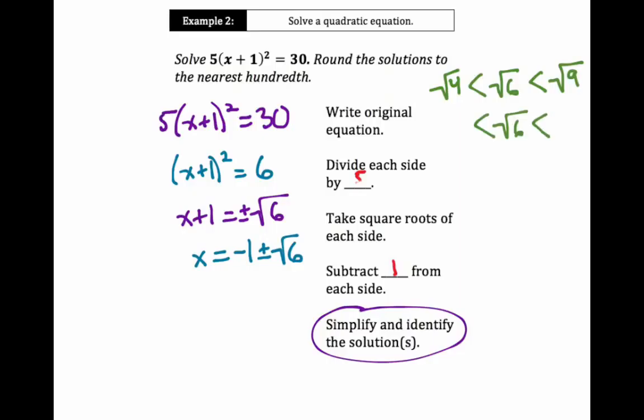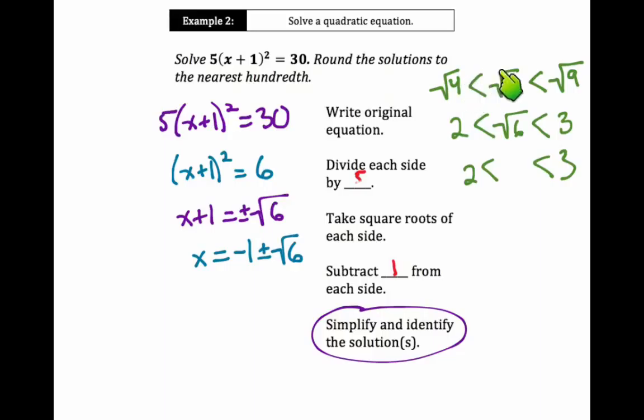So that means that the square root of 6 is greater than 2, but less than 3. So now we can say that the square root of 6 falls somewhere between 2 and 3. Well, so that's 2 point something. 2 point what? What are we going to do?